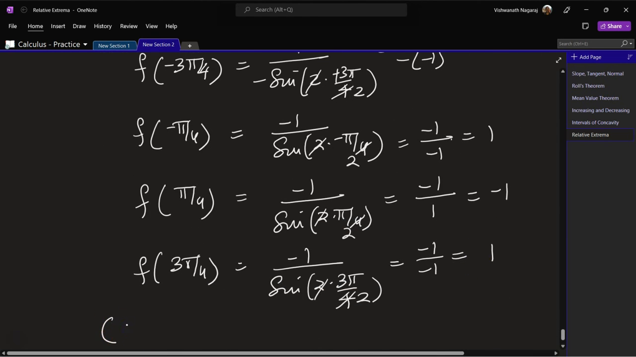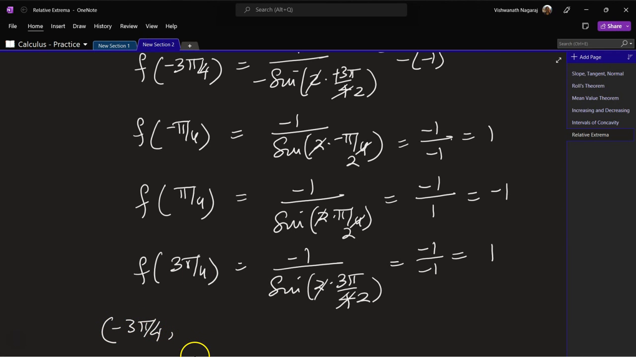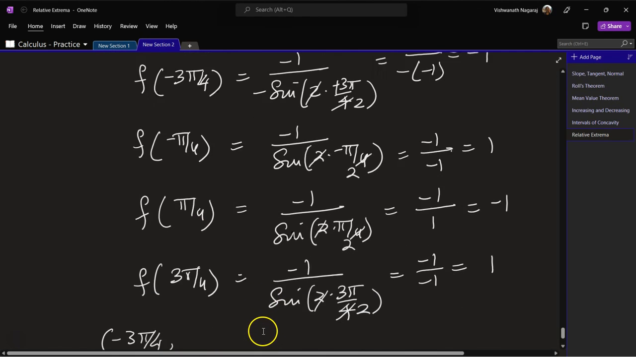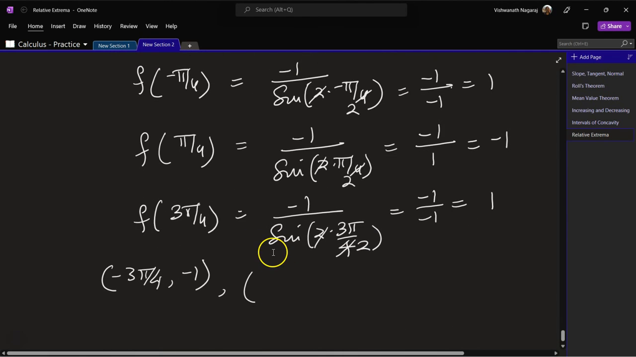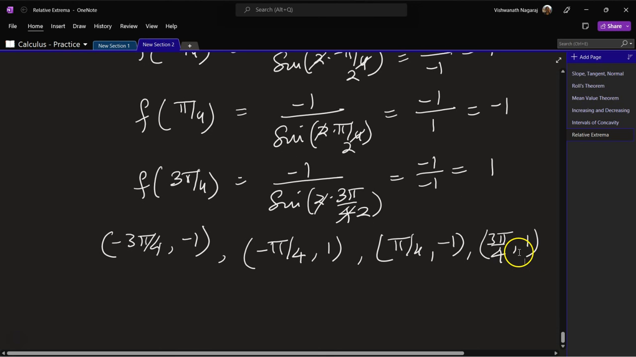Coordinates are going to be minus 3 pi by 4, comma, first one is what? Is minus 1. Second coordinate will be minus pi by 4, comma 1. Third one will be pi by 4, comma minus 1. And finally 3 pi by 4, comma 1. So these are the four coordinates where the slopes are 0.